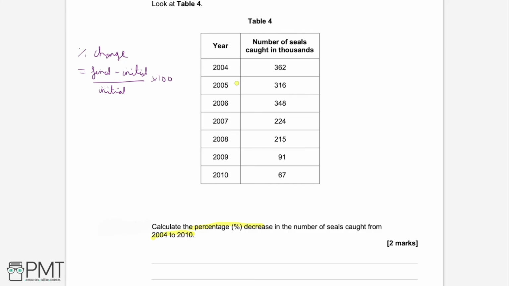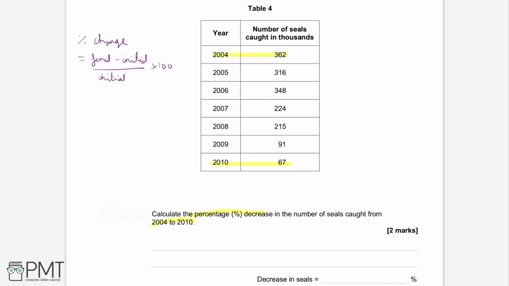So let's identify the values we need to plug into this formula. In 2004, there were 362,000, and in 2010, there were 67,000. So our final value is 67, and our initial is 362. Now, although these values are in thousands, we can use them as they are, since percentage change shows change as a proportion of the initial value. So this proportion will be the same, regardless of whether these values are multiplied by 1,000.